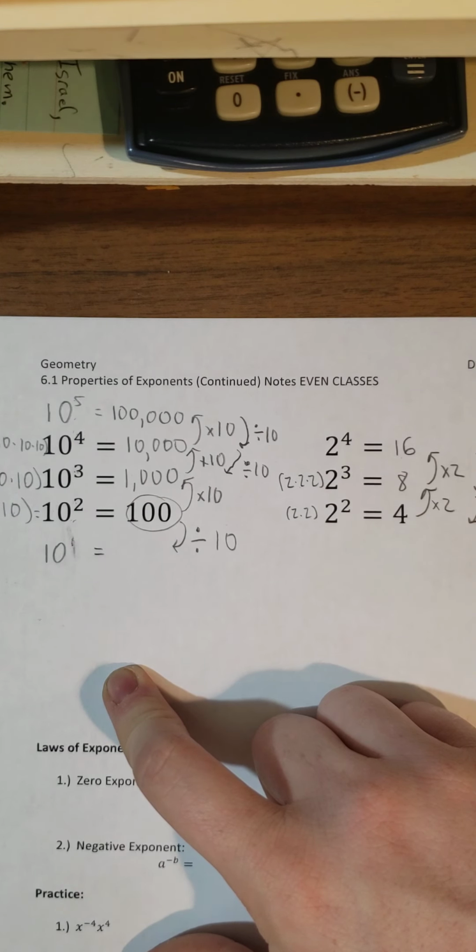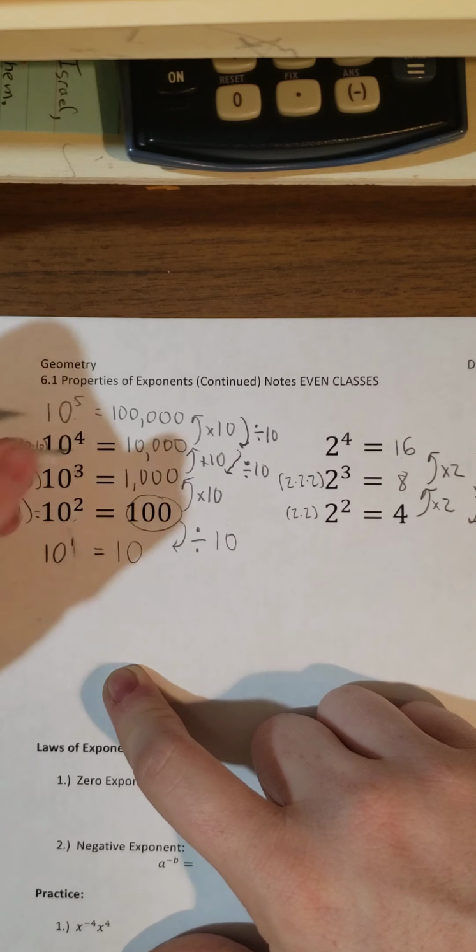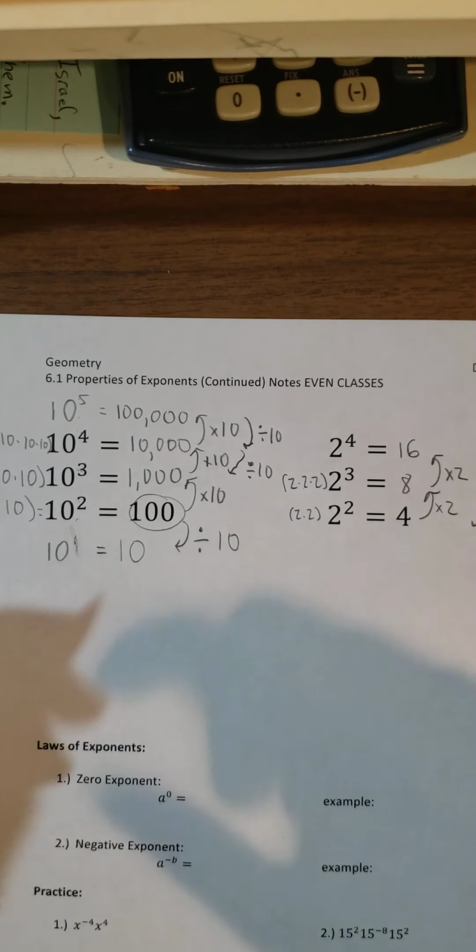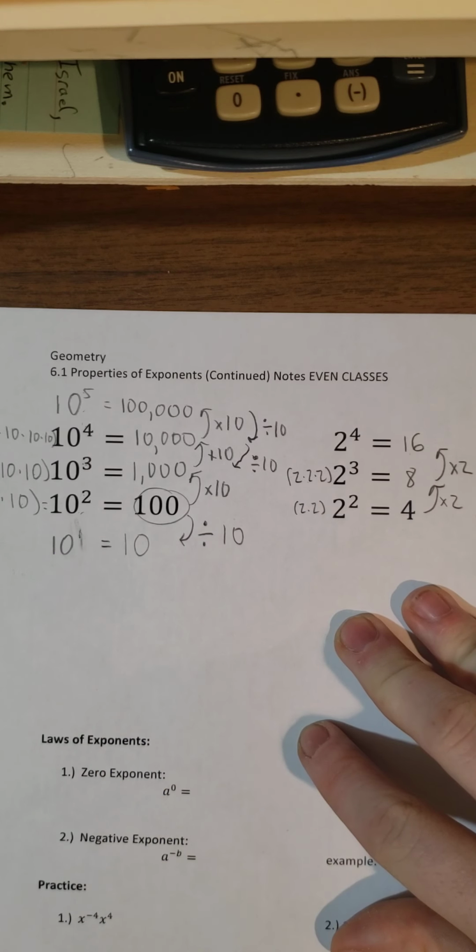100 divided by 10 is just 10. And this makes sense because we have 10 to the first power. That means we're just going to have one 10. You don't need to multiply it by another 10. So 10 to the first power would equal just 10.